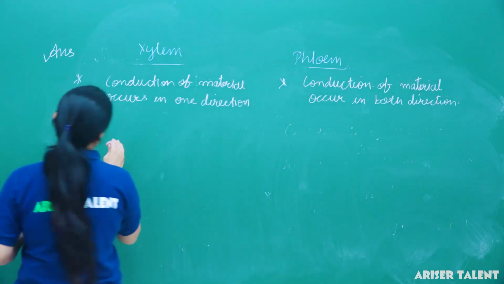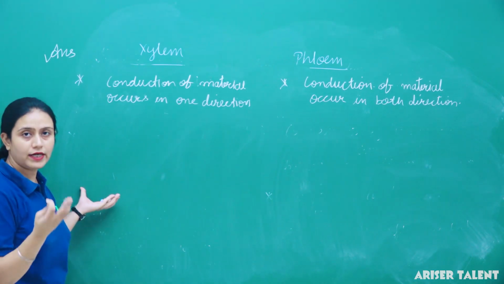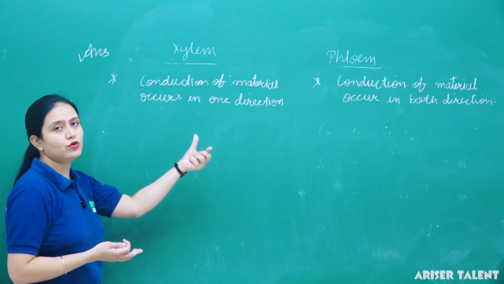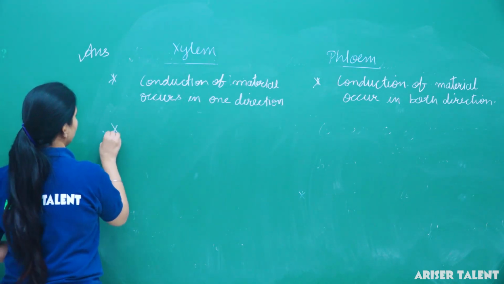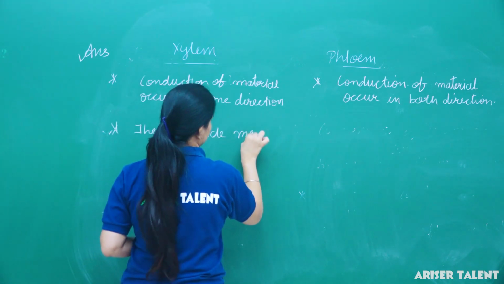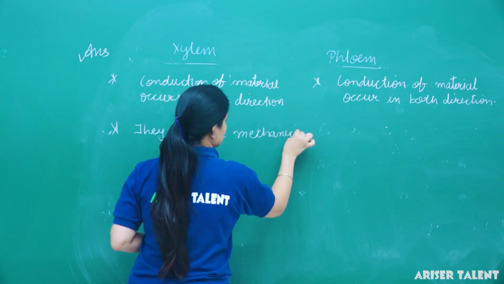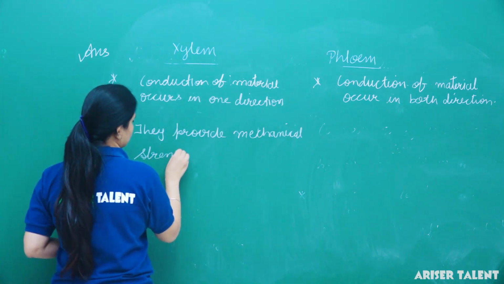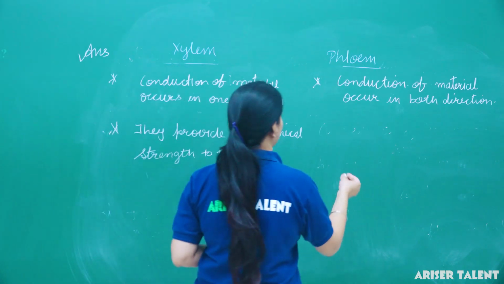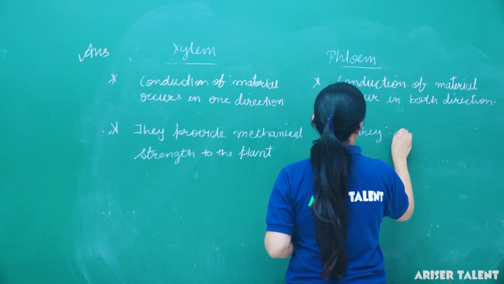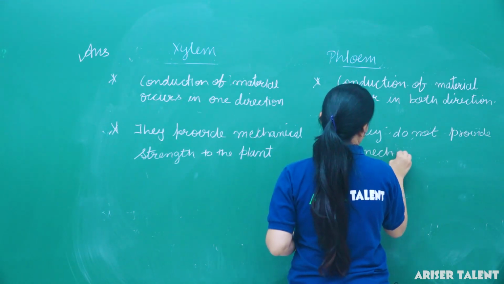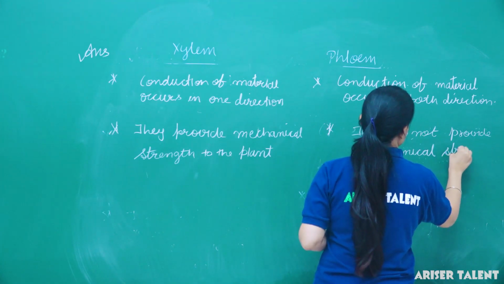Clear? As most of the components of xylem tissues are dead, that's why they provide mechanical strength to the plant, and in the phloem most of the components are living, only one is dead, so they do not provide mechanical strength.